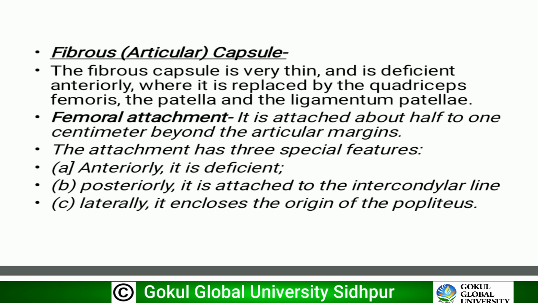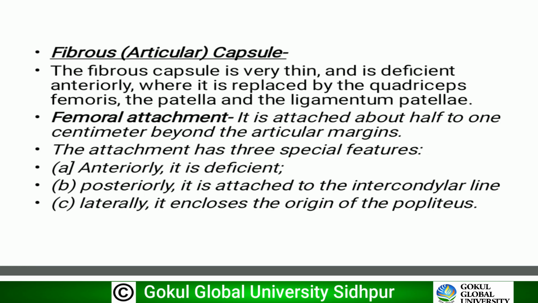First, fibrous capsule. The fibrous capsule is very thin and is deficient anteriorly, where it is replaced by the quadriceps femoris. Now I hope everyone knows quadriceps femoris: rectus femoris, vastus lateralis, medialis, and intermedius. Also the patella and the ligamentum patelli.